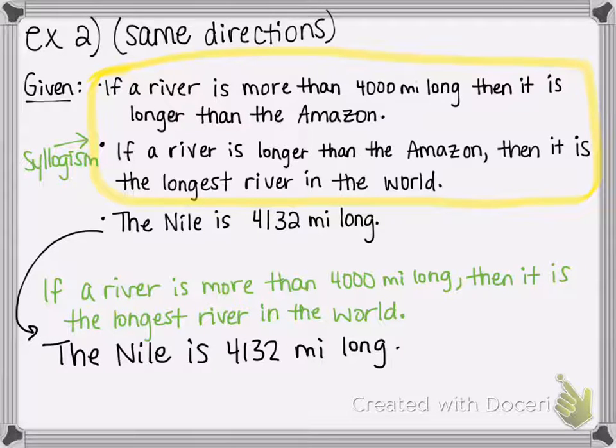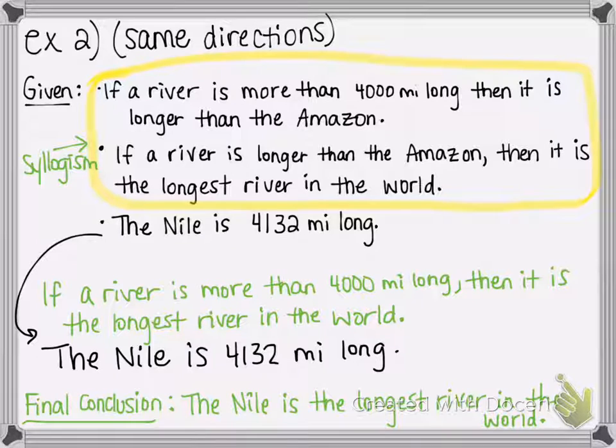So now that we used law of syllogism, we're going to bring down that third statement that says the Nile is 4,132 miles long. So now we compare the hypothesis with the statement. So if a river is more than 4,000 miles long, well, it says the Nile is 4,132 miles long. Now, if you look at this, the words are not the same. Think about what it means though. More than 4,000 miles. Is 4,132 more than 4,000? Yes, it is, okay? So since that is true, that means that we can make a conclusion. So our conclusion is going to be the Nile is the longest river in the world.